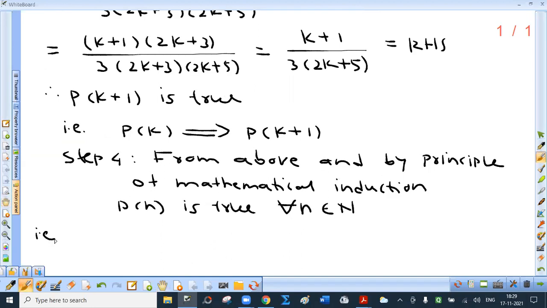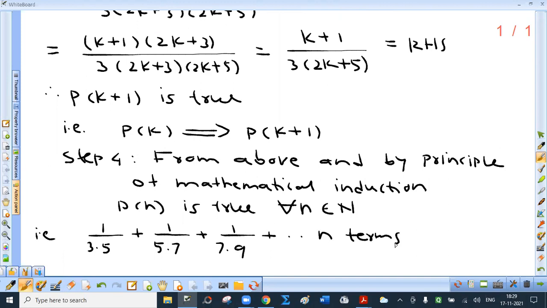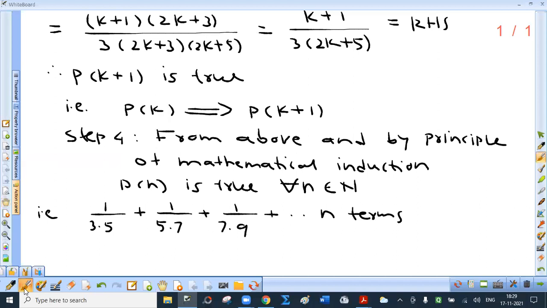That is, 1 upon 3 into 5 plus 1 upon 5 into 7 plus 1 upon 7 into 9 plus up to n terms is nothing but n upon 3 into (2n plus 3), where n is a natural number.